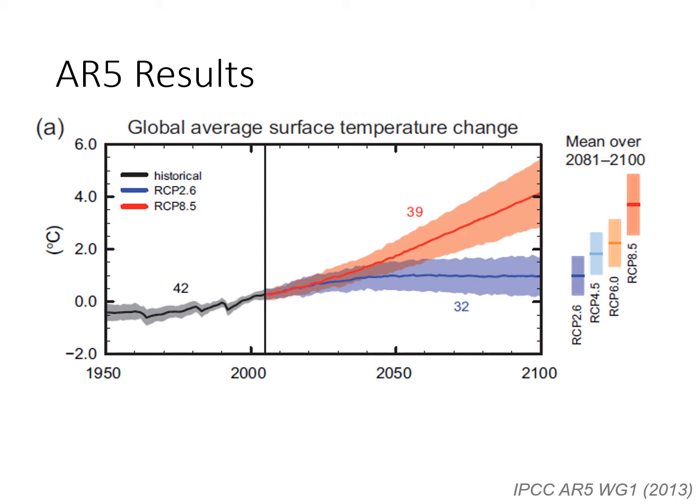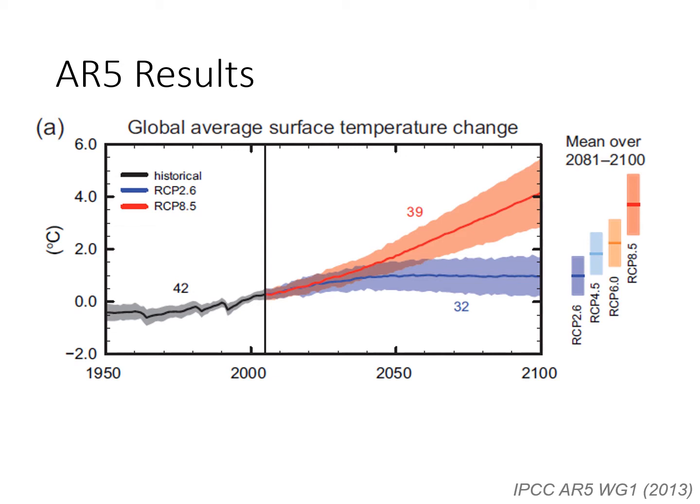This slide compares predicted temperatures in 2100 for RCP 2.6 in blue and RCP 8.5 in red. The y-axis is temperature and the x-axis is time, going from 1950 to 2100. The black line shows actual observed temperatures from 1950 to 2005.